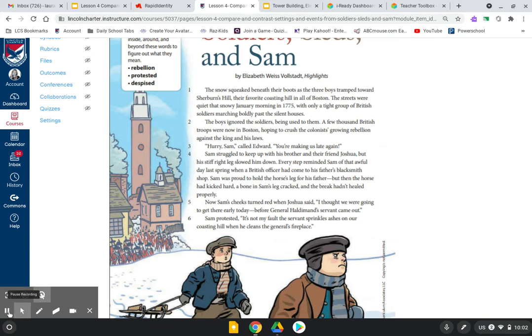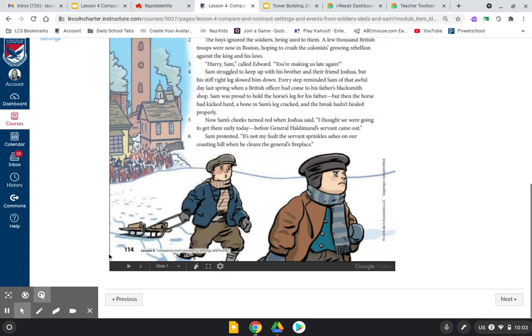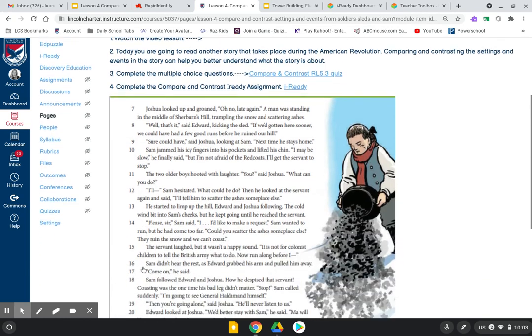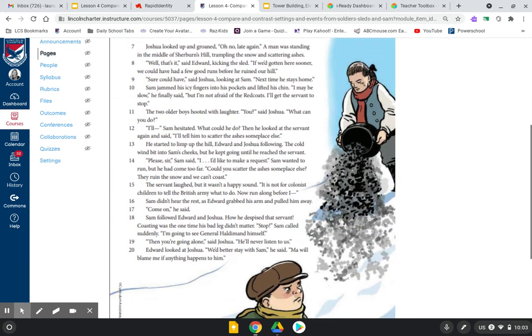Now Sam's cheeks turned red when Joshua said, "I thought you were going to get there early today before General Haldeman's servant came out." Sam protested. "It's not my fault. The servant sprinkles ashes on our coasting hill when he cleans the general's fireplace." Joshua looked up and groaned. "Oh no, late again." A man was standing in the middle of Sherburne's Hill, trampling the snow and scattering ashes.